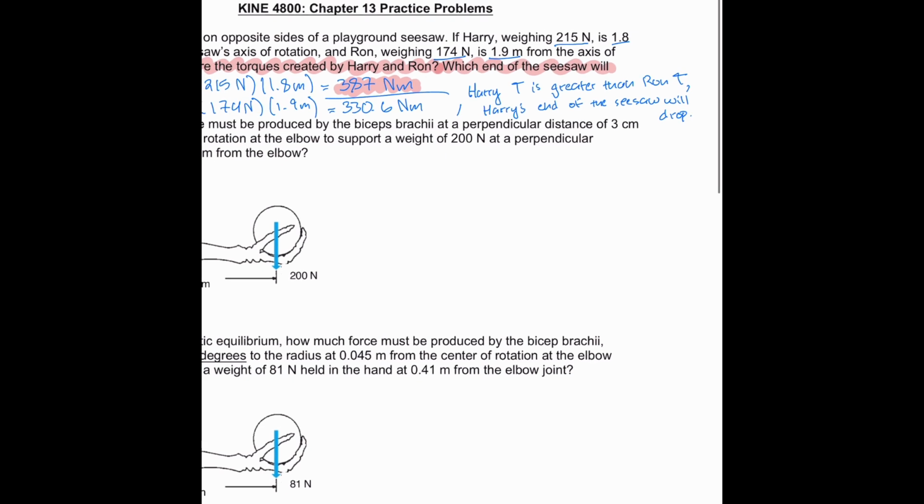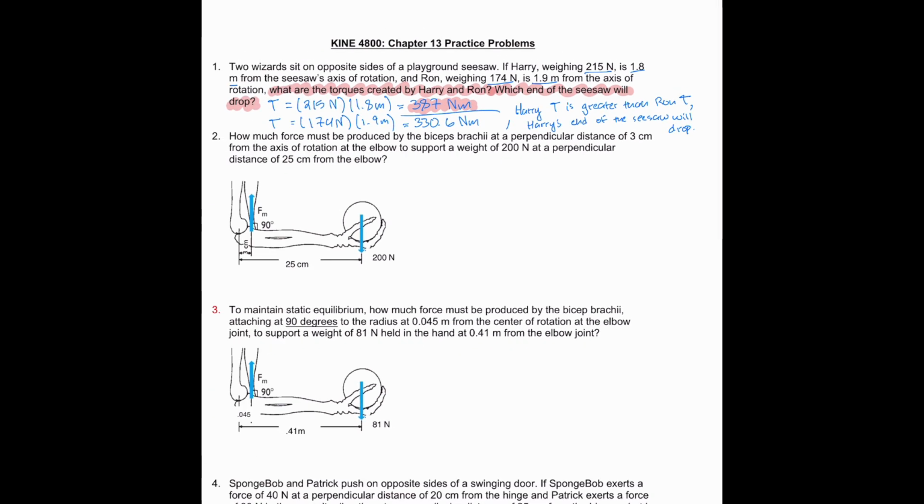So yeah, that is the answer for question number 1. We first started off by getting the torques created by both Harry and Ron, and we did that using what was already given. Then at the end, we see which torque is greater, and we conclude that since it is greater, the seesaw will drop on that side. So that's the answer for question number 1.